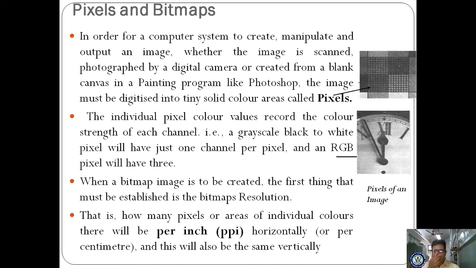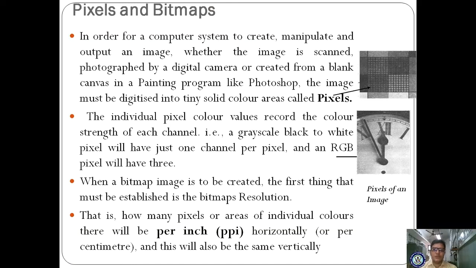Now what is a pixel? Whether the image is scanned, photographed by a digital camera or created from a blank canvas in a painting program like Photoshop, the image must be digitized into tiny solid color areas called pixels. Actually, a dot is a pixel. It is just a dot.